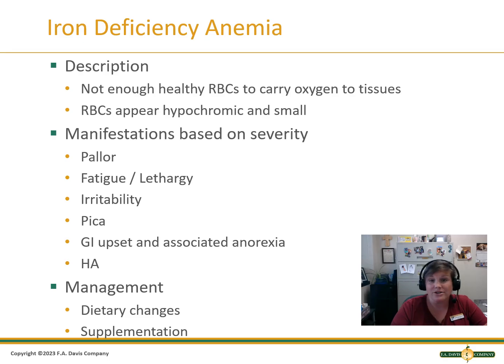So the body requires iron for producing hemoglobin. Insufficient quantities of iron will limit the production of hemoglobin. So one way that you can evaluate whether a patient's iron content is sufficient is by getting their H&H, which is their hemoglobin and hematocrit. So we would expect that a patient who has iron deficiency anemia would also have a low hemoglobin.